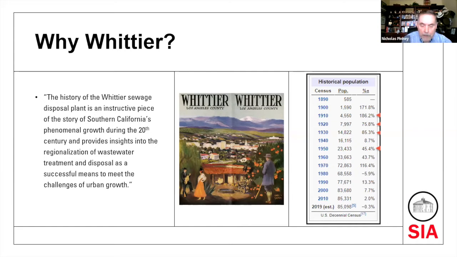By 1950, they make a decision to connect to the Los Angeles County Sanitation District system. They actually regionalize at that point. I'll talk a little bit more about that in the next slides.